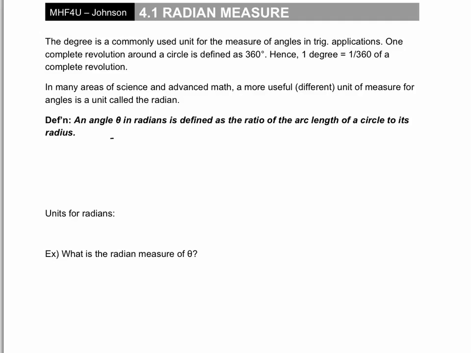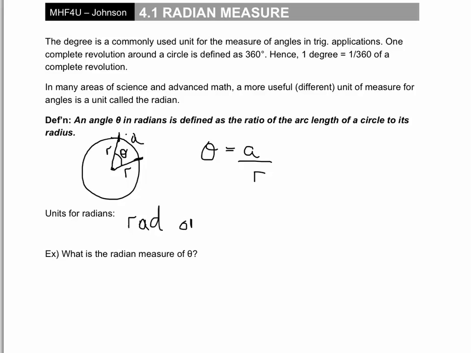If we were to take a look at a circle with a radius of r, and we wanted to look at an angle, theta, within this circle, the length from the two radii is defined as the arc of the circle, or a. And radian is defined as the ratio of the arc length of a circle, a, divided by its radius, r. In terms of units for radians, you can use one of two things. You could use rad, or you could just use nothing.